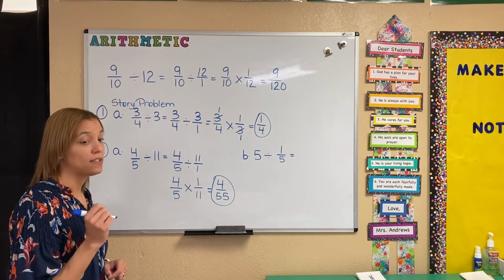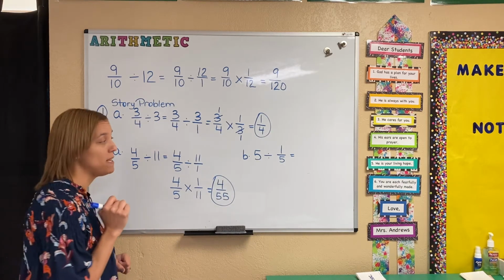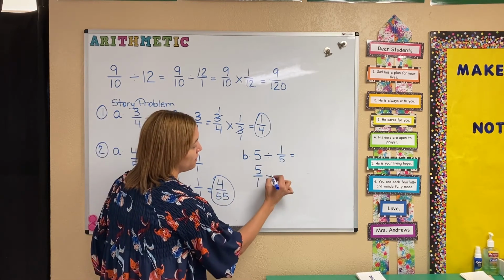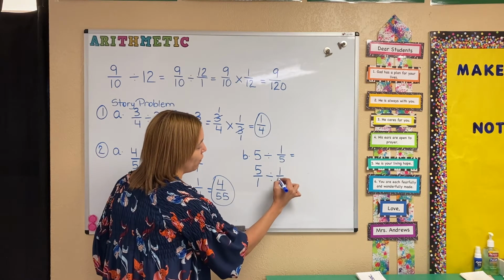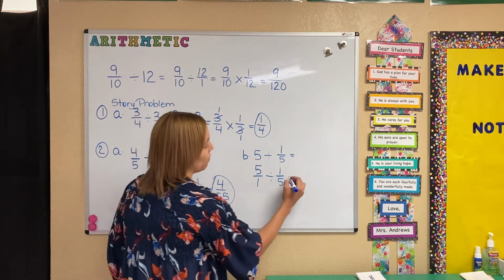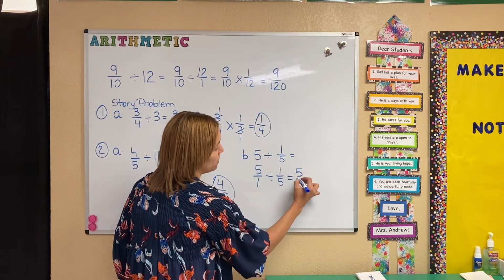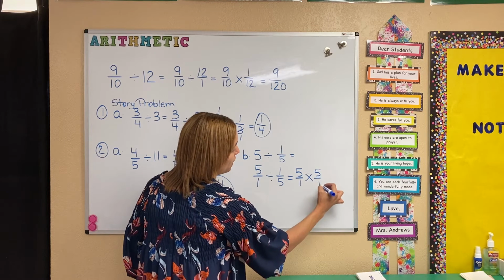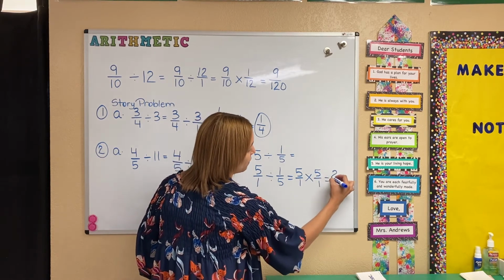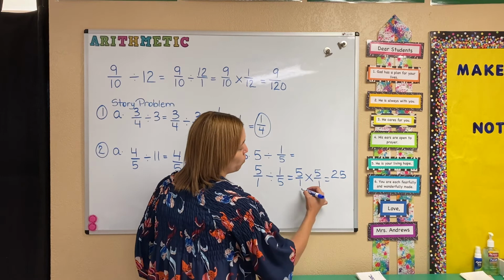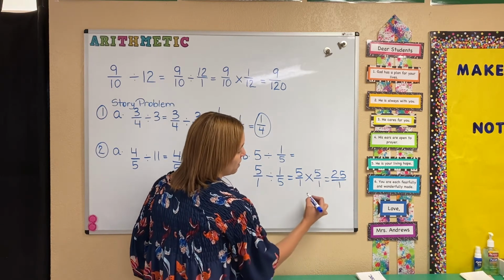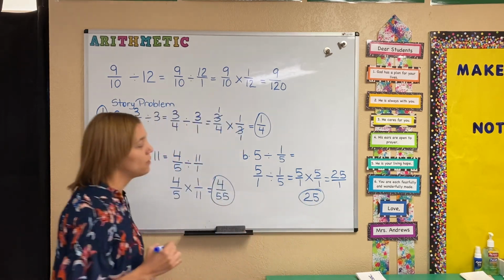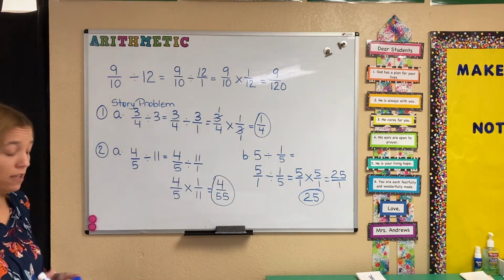Okay? Let's try number 2, letter B. So we have 5/1 divided by 1/5. And what we're gonna do is when we multiply, we're gonna invert the fraction. And 5 times 5 is 25. 1 times 1 is 1. So that would be equal to 25. That would be our answer for letter B.